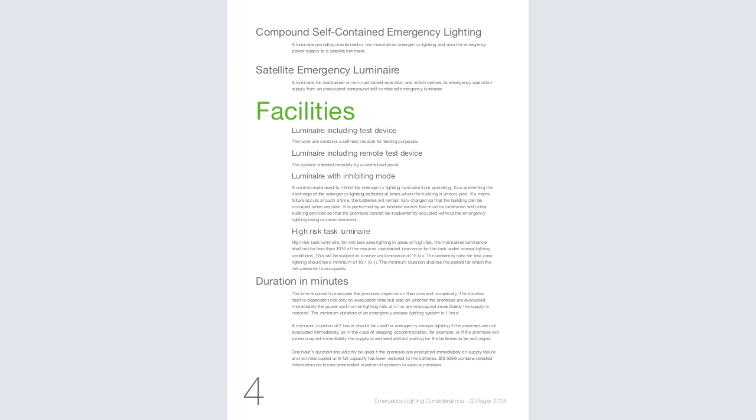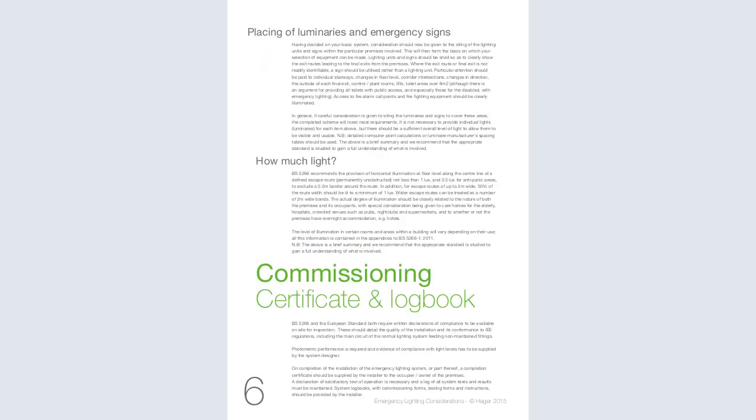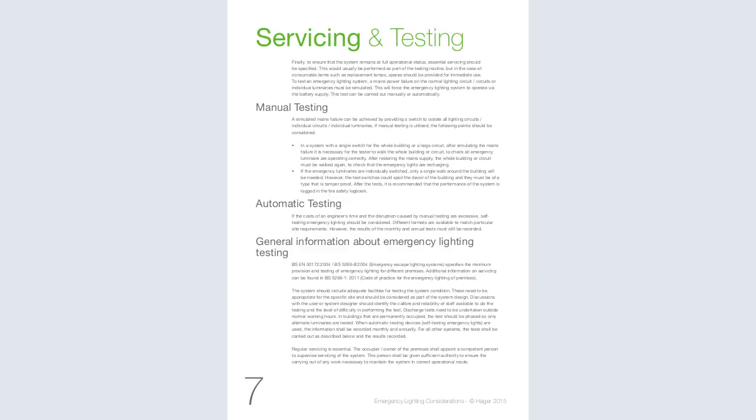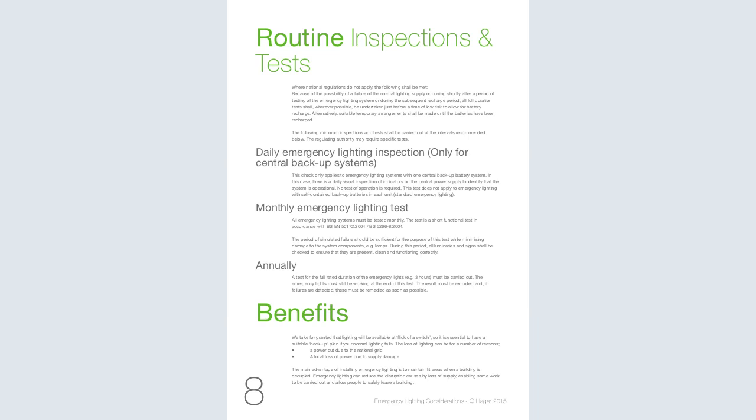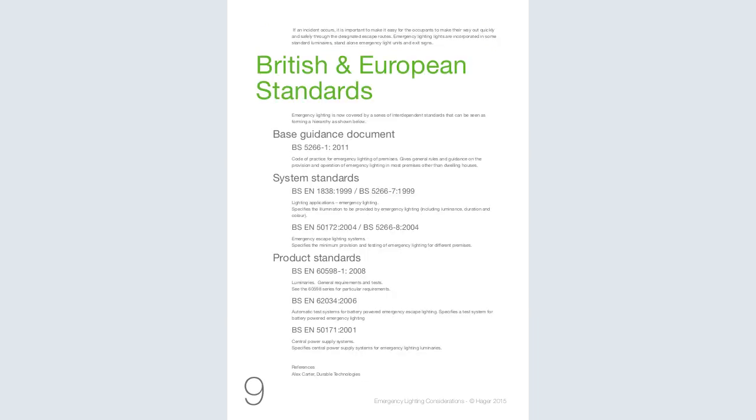Then the facilities, we also talked about the Illumina, including the test device, the remote device, the linear inhibiting mode, the high risk, then the duration in minutes. All these things we talked about in our previous slide. Commissioning and certificate, we said how much light, we talked about it also. Manual testing, we talked about it. I think this slide we had gone through it or seen that.